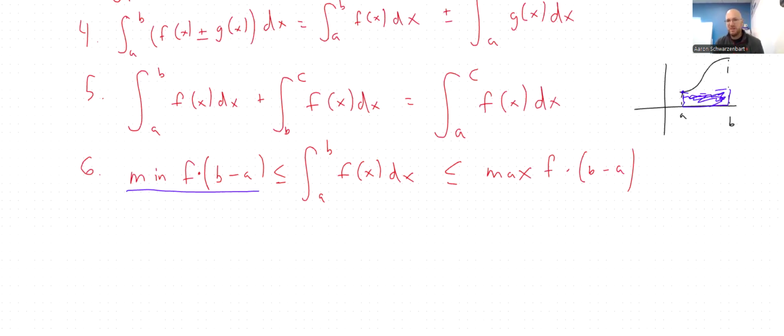So that means I take the minimum value of the function on that interval and then multiply it by the width of the interval, b minus a. The maximum, I take the largest value on the interval and multiply it by b minus a, so that's all of this area. And I can tell you that the integral, the area under the original curve, is between those two, isn't it? Does that make sense?